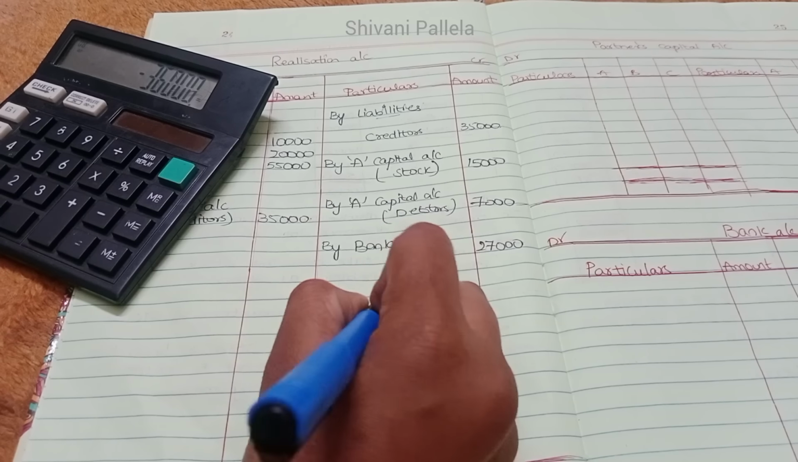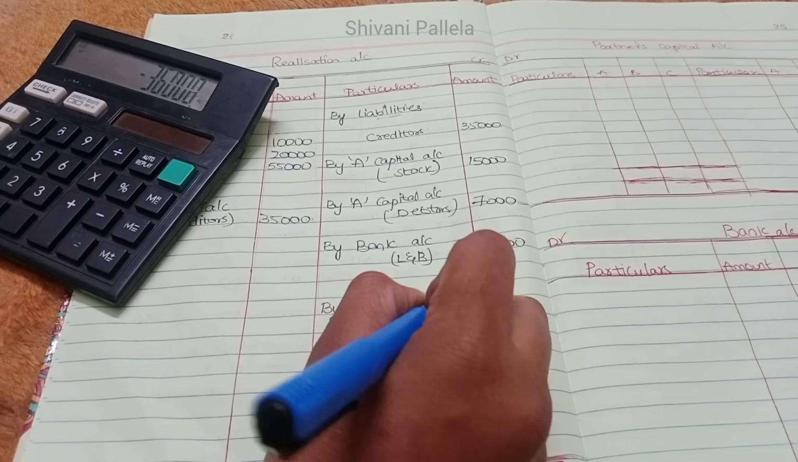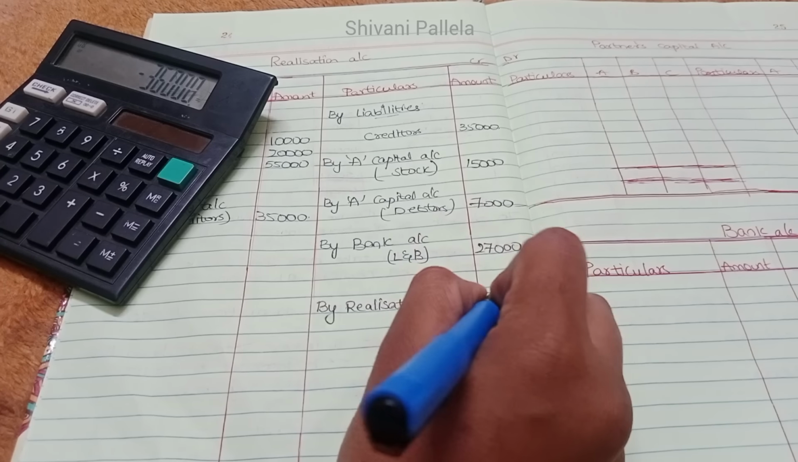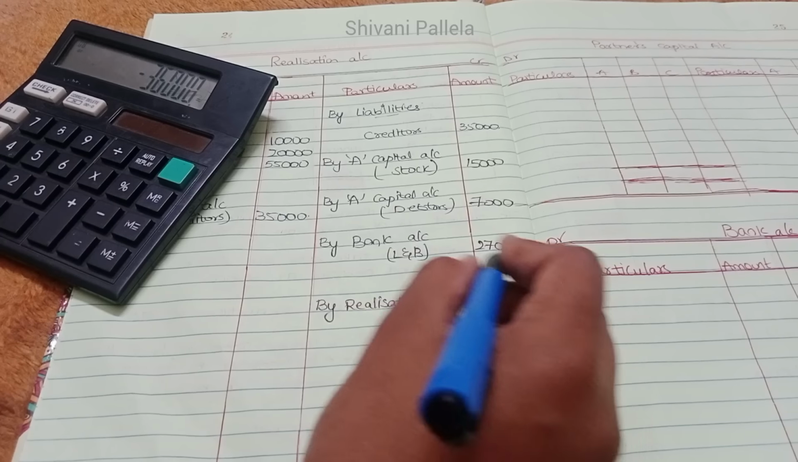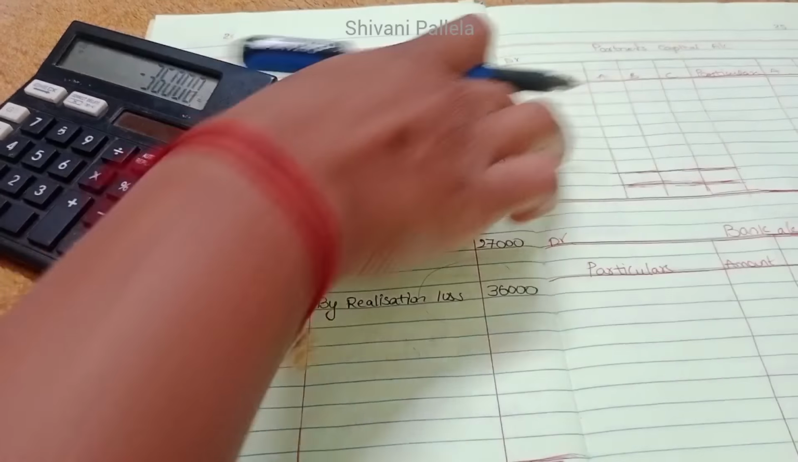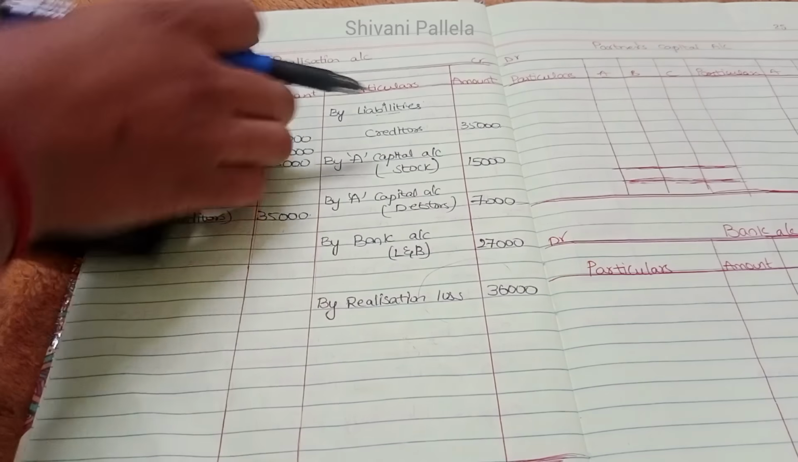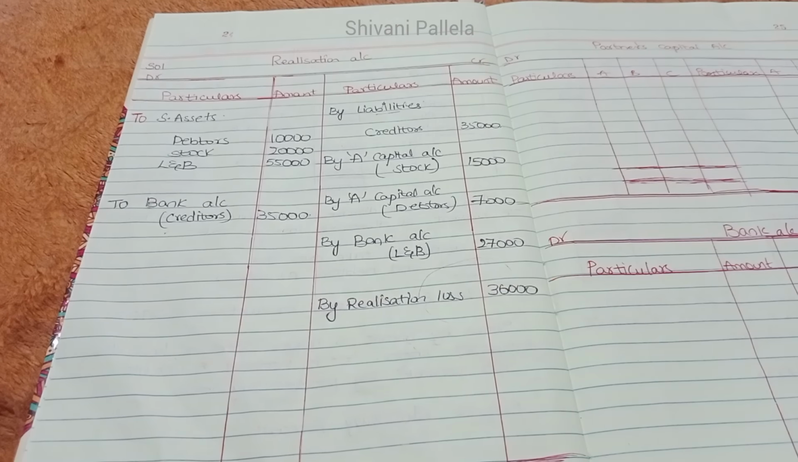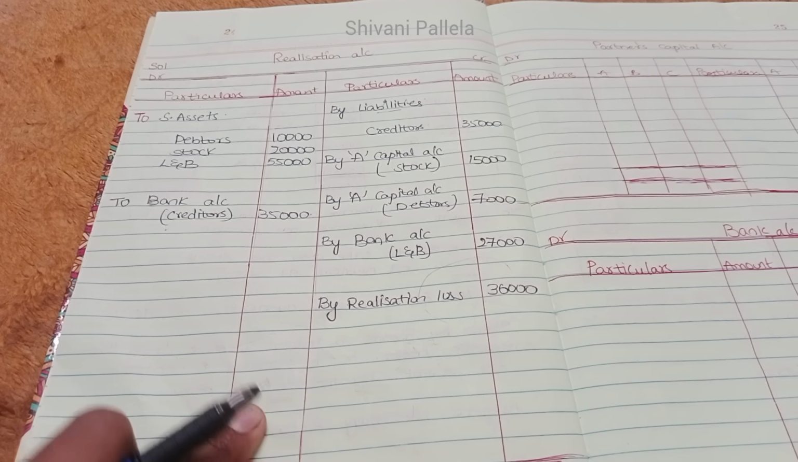By realization loss, 36,000. We need to share this profit or realization loss among the partners according to their ratios. That we will look into in the partners capital account. I hope you have got clarity about the realization account. Like this only you need to attempt it, students.